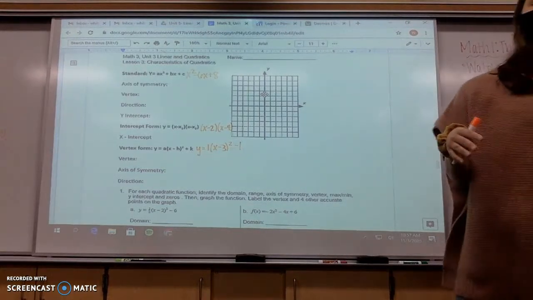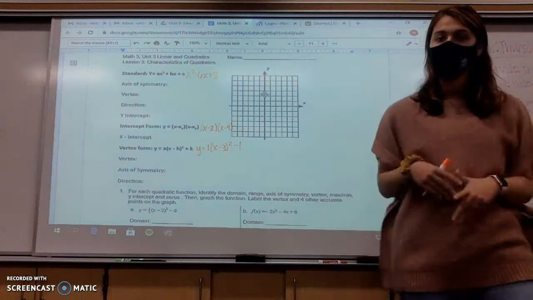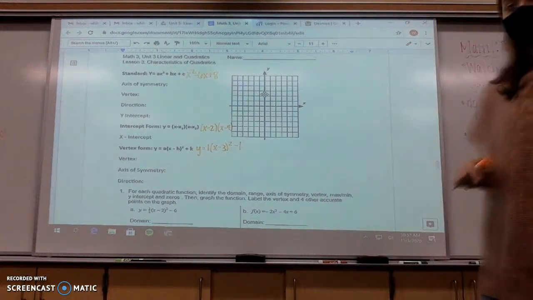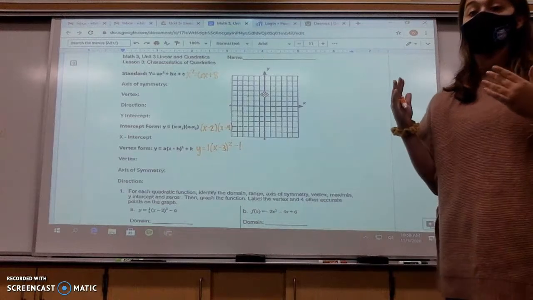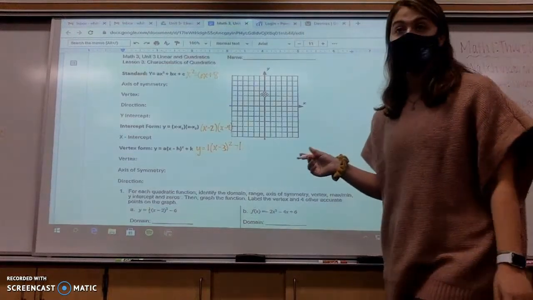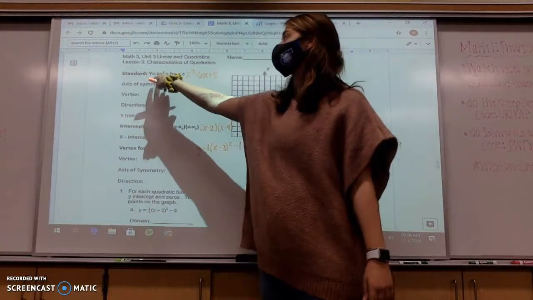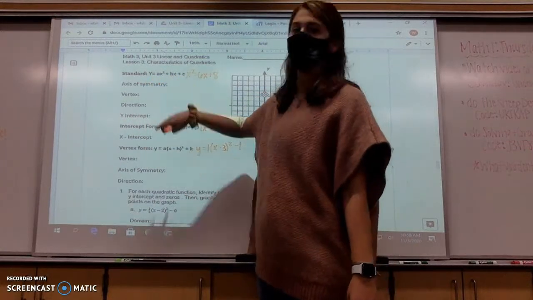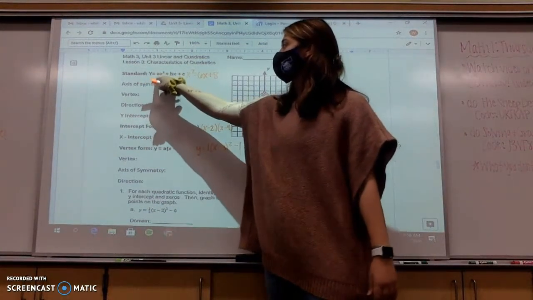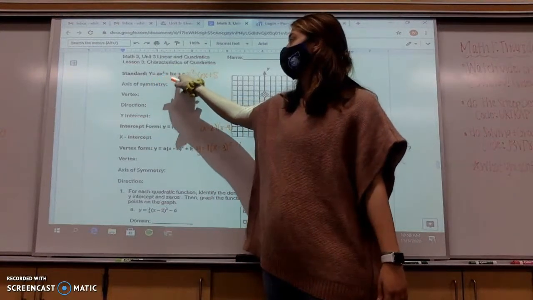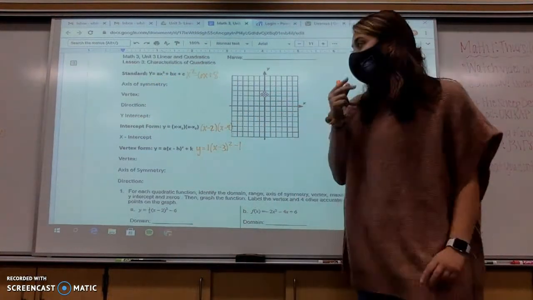So quadratic again is a parabola. It either goes like a smiley face or a frowny face, okay? And we have three forms that we use when solving for quadratics. The first form that we talked about last week is standard form, y equals ax squared plus bx plus c. A is the letter in front of our x squared, b is in front of our x, and c is our constant. No variable behind it.